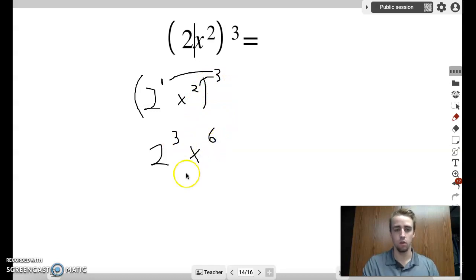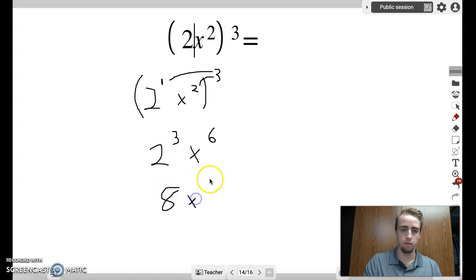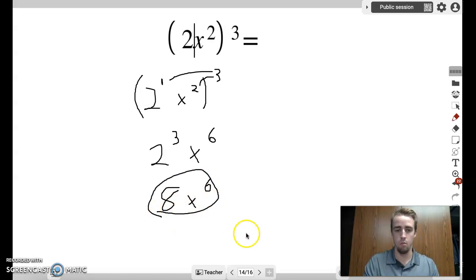Now, just to make this look a little bit better, you'll make it 8x to the 6th power. That's just so it's a little bit more easily written instead of leaving 2 to the third, because that's an easy one to do. We could just do 2 times 2 times 2, which is 8. So 8x to the 6th would be our final answer right here. That makes sense to everyone? All right, let's try one more, all right?